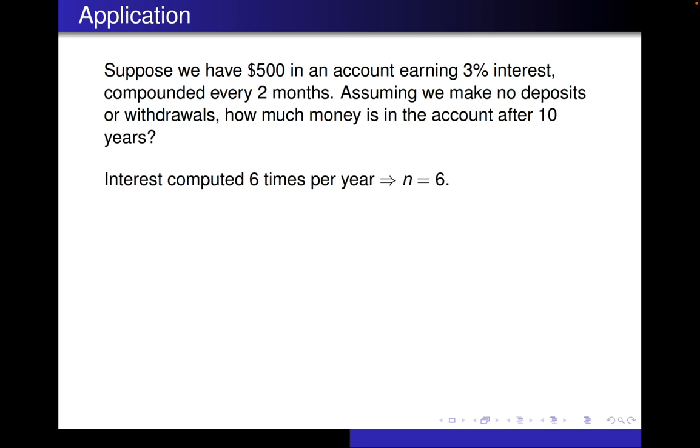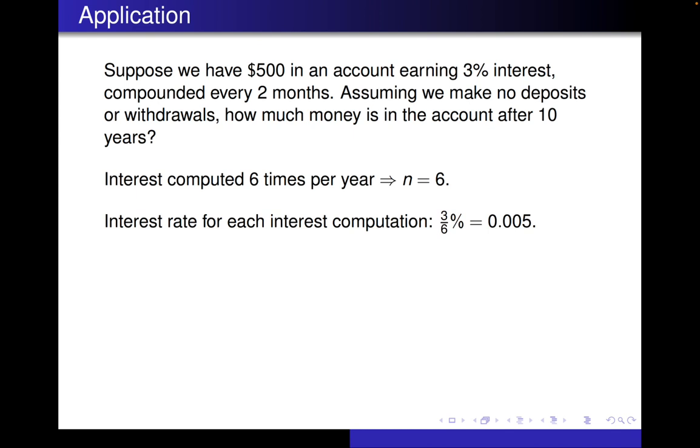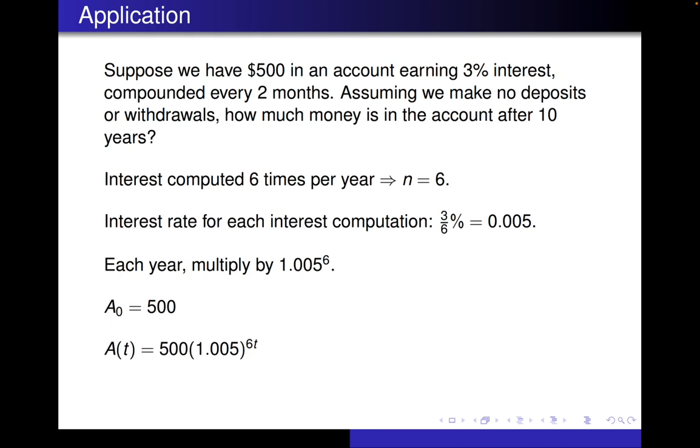n was the number of times per year that we computed our interest. So our interest rate for each computation, well, it's 3% over the course of a year. It's going to be 3 over 6%, which, when we turn that into a fraction, is 0.005. Which means that every time we compound our interest, we're going to multiply by 1.005. Since every year we compound it 6 times, we're actually going to be multiplying by 1.005 to the 6th every year that passes. So A0 is going to be 500, and that means our A of t is going to be 500 times 1.005 to the 6t power.